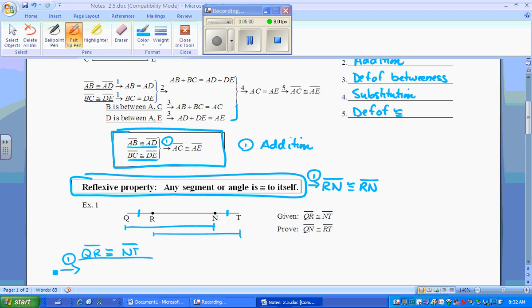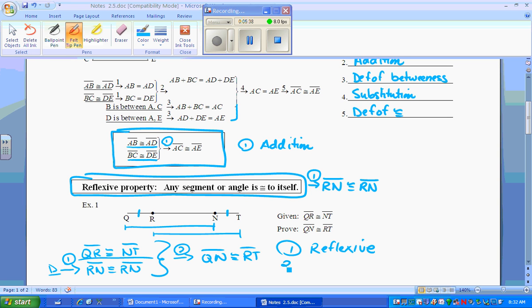Put a 1 there, or you could say it's from the diagram. Either way, whatever you feel more comfortable with. If you feel like putting a D here and underlining it, that's fine. You don't have to, but you can. What do we know? The reflexive piece in this case is RN congruent to RN. And using our new addition property, if we add QR and RN and NT and RN, we get our ending result, QN congruent to RT. Reason one here, when something is congruent to itself, it's called reflexive. And two would be the addition we were looking for.